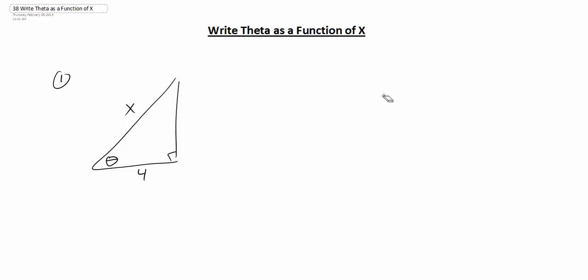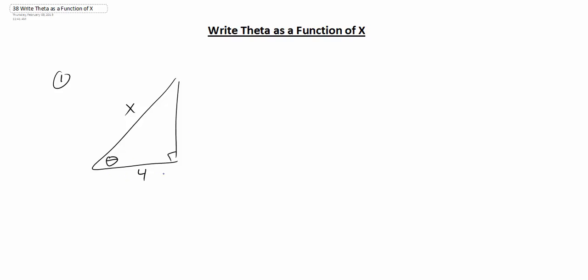So in order to do that, we're going to use our trig functions. And of course, you can think that we just talked about inverse trig functions, and we said that if you're using an inverse trig function, that means that you're looking for the angle. So we're going to end up using an inverse trig function to write theta as a function of x. So let's kind of review here.